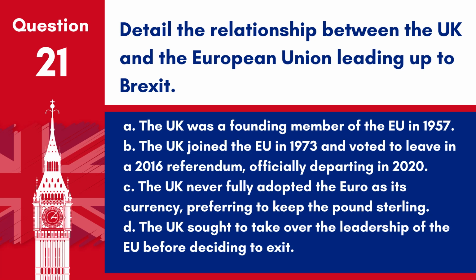Question 21. Detail the relationship between the UK and the European Union leading up to Brexit. A. The UK was a founding member of the EU in 1957. B. The UK joined the EU in 1973 and voted to leave in a 2016 referendum, officially departing in 2020. C. The UK never fully adopted the euro as its currency, preferring to keep the pound sterling. D. The UK sought to take over the leadership of the EU before deciding to exit.